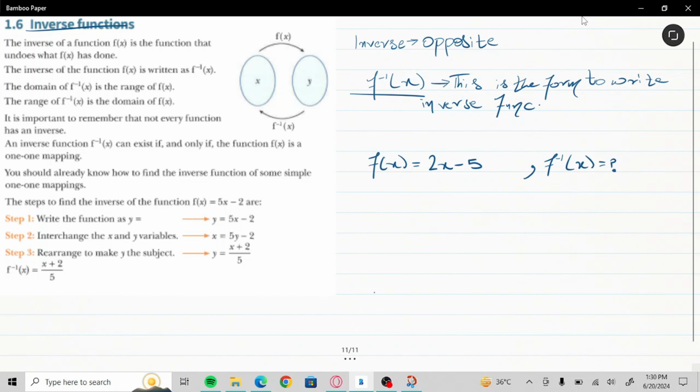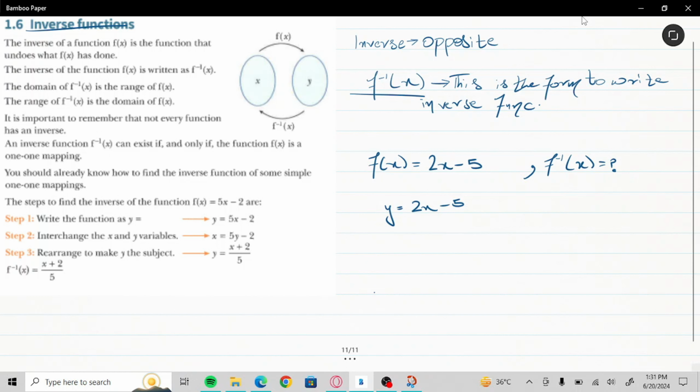From the starting of this chapter, especially in the graphical stages, we assume that y is equal to f(x). So we consider y the function of x, and then we say y is equal to 2x minus 5. We just assume the function of x to be y. Simple. It's easy till then.